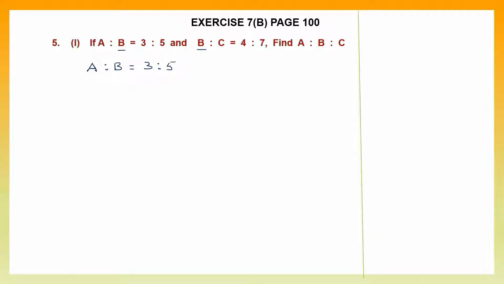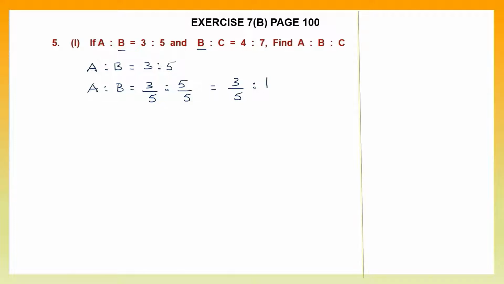Now 5 stands for B, isn't it? B is 5. So I'm going to divide both by 5. So this becomes 3 by 5 is to 5 by 5. So what does that become? 3 by 5 is to 1 because 5 by 5 is equal to 1. So A is to B has now become 3 by 5 is to 1.